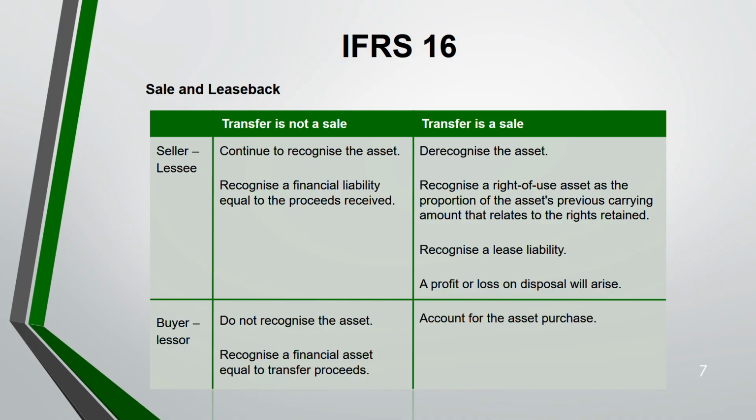The buyer, on the other hand, has purchased that asset from the lessee. So they will account for the asset purchase. They will account for the lease by applying the lessor accounting treatment. That means for them, it could be a finance lease if they have transferred control at the end of the lease, or an operating lease if they have not transferred the ownership.